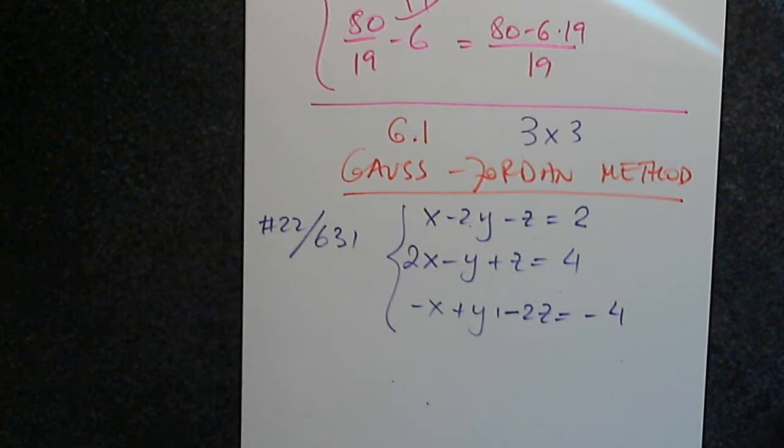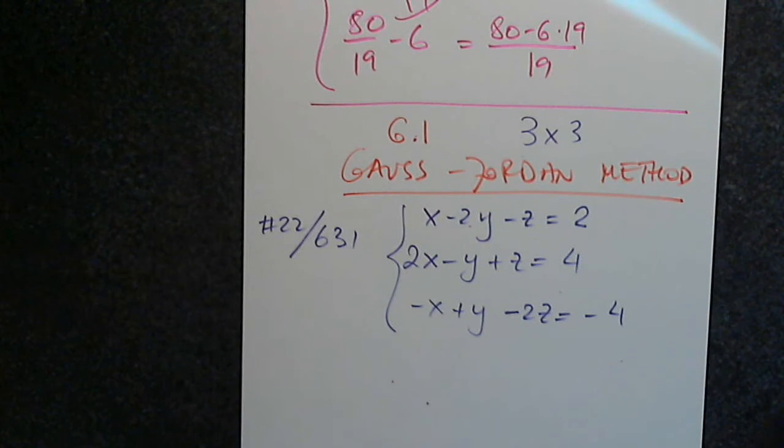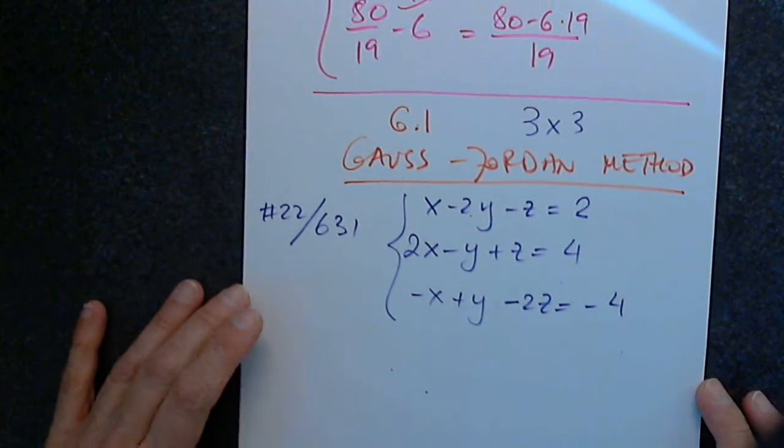I'll check my system in a second, just to make sure that I copied it correctly. So x minus 2y minus z equals 2, correct. 2x minus y plus z equals 4, correct. Negative x plus y minus 2z equals negative 4, correct. Okay, now I can put the book away. Okay, a few things we have to establish here.